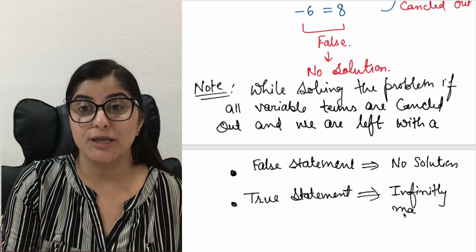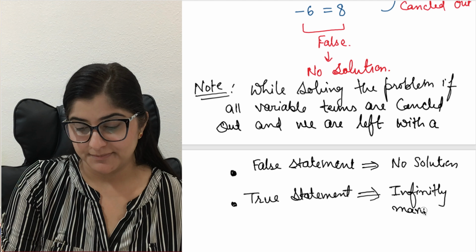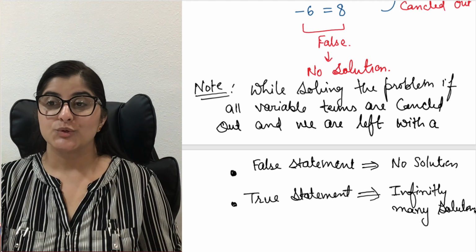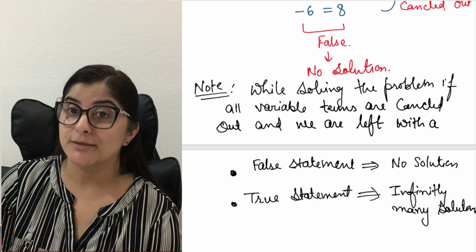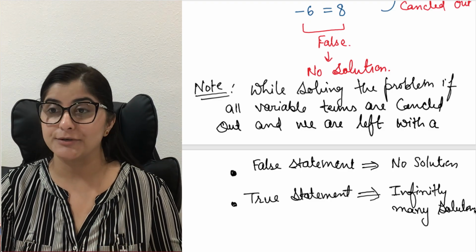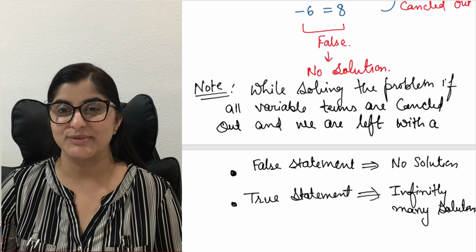That means this is the case of overlapping lines. So this is how we use the substitution method, and we conclude the result if there is one solution, no solution, or infinitely many solutions.